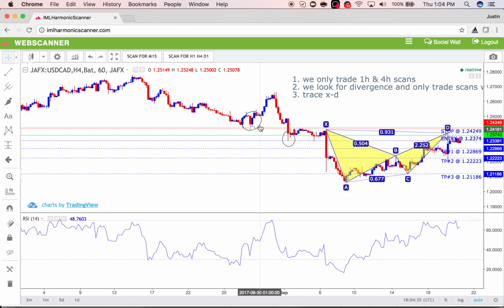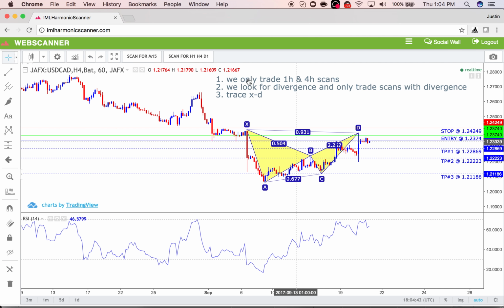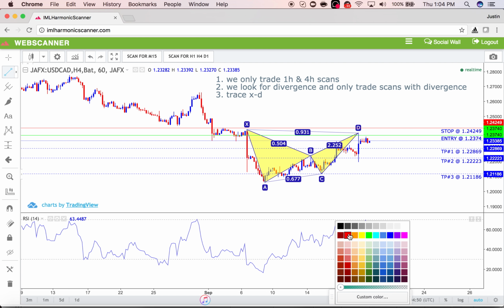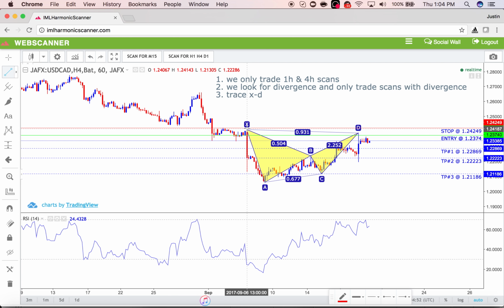So going forward, when it comes to the scanner, pretty much what we do is we look for divergence. And how we do that is simple. We trace the X to D leg, right? So we grab our trend line tool and make mine as thick as possible. Let's make it a visible color. Come on, this thing's really not cooperating with me. We're going to highlight the X to the D.